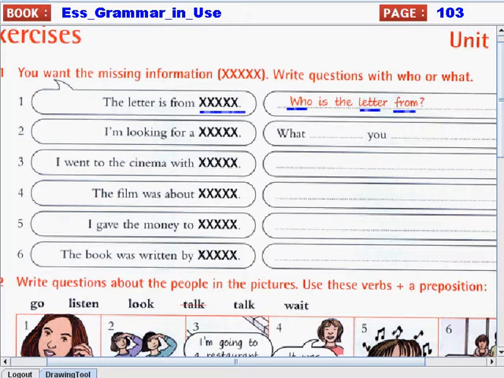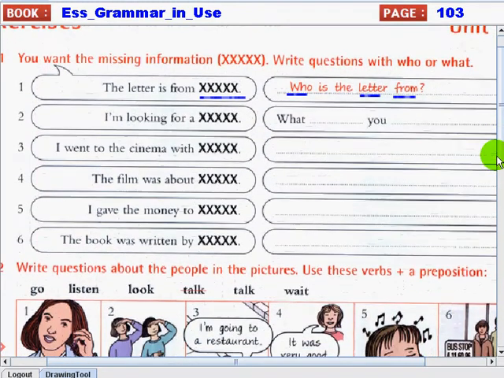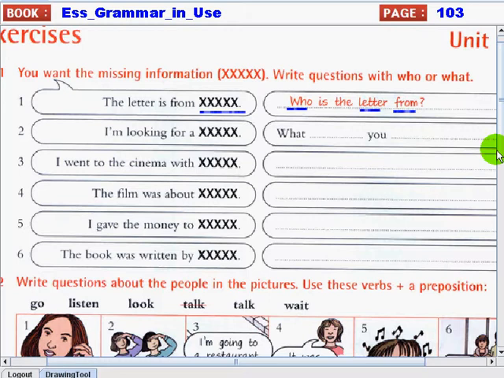If you remember, in every question beginning with who, what, where, which, prepositions to, from, with, and others usually go at the end, right? At the end of your sentence. So that's how you should make the exercise in this unit. Okay? Now, I want you to pause your video for a while until you're done writing all your answers. Then after that, you can play the video so you can check everything.